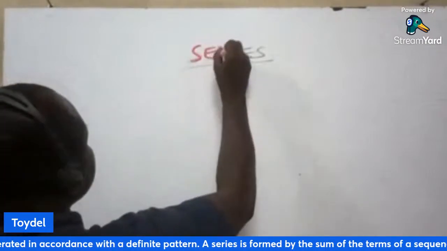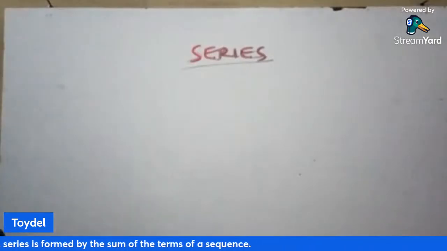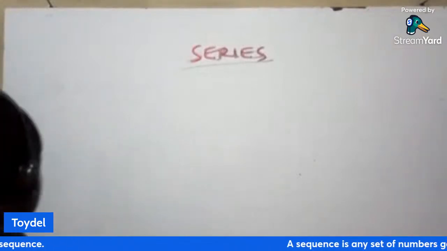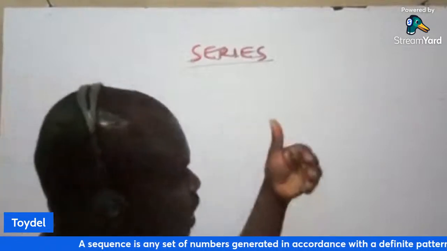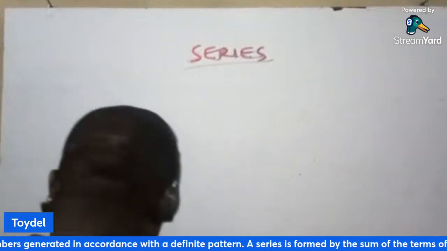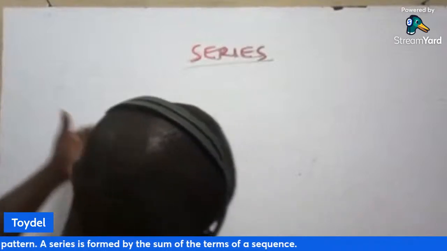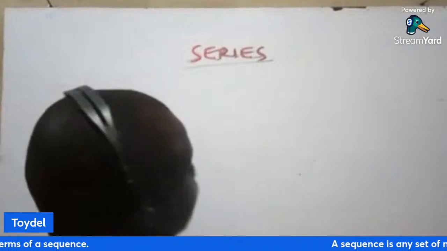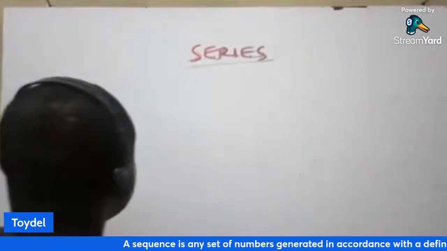So let's talk briefly about series. What is a series? A series is formed by the sum of terms of a sequence. That is, when we talk about series, it simply means when we add all the terms that we have in a sequence together, then it is called a series. If you have a particular pattern, a sequence, and we add all the terms together, we get a series.